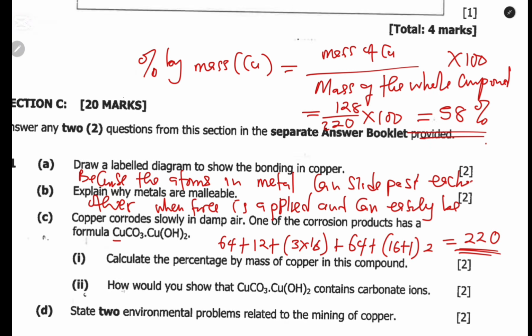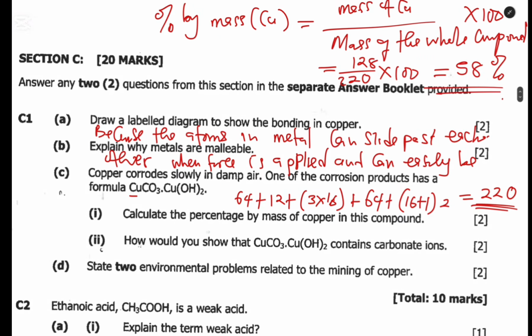Make sure that as you go through, you recalculate the whole answer. Make sure that you counter check. Mistakes can be made. So the second question, we've answered this one: calculate the percentage by mass of copper. The second question of C: how would you show that this compound, copper carbonate, copper hydroxide, contains carbonate ions? In other words, how do you determine the presence of carbonate ions?